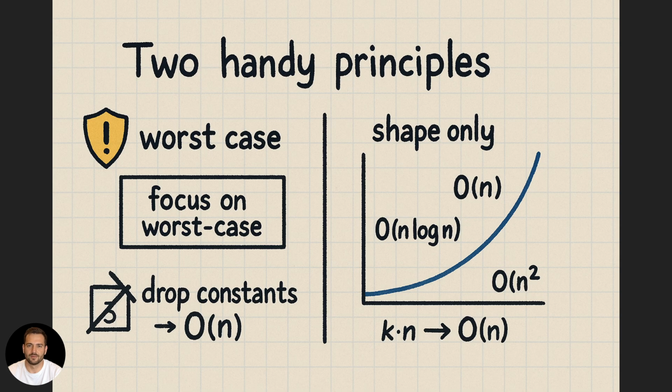2 handy principles before we start. First, we focus on the worst-case scenario, unless told otherwise. Second, we ignore constants and little details. We keep only the growth shape. So instead of 3 passes over the list, we say O of n.